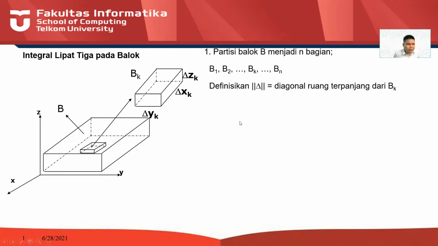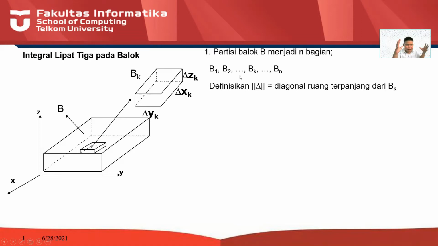If we zoom in, this is a box that we call Bk. It is a smaller box inside the box B. Its width is delta x, its length is delta y, and its height is delta zk. So this smaller box is what we call Bk.